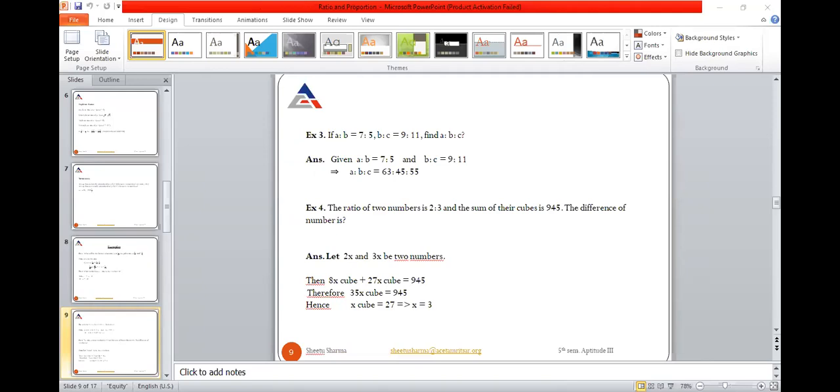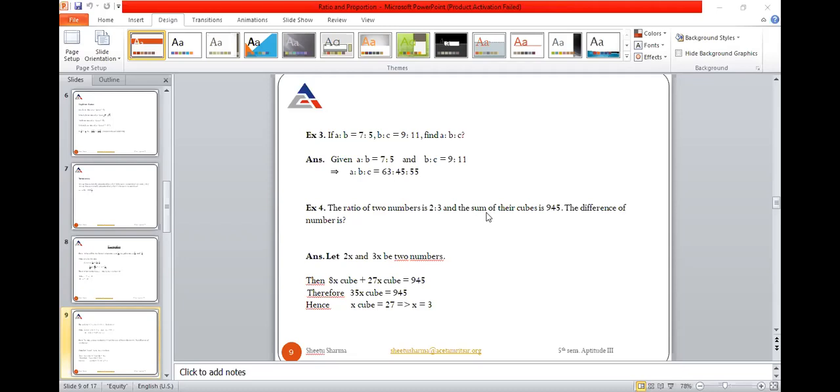Next is, the ratio of two numbers is 2:3 and the sum of their cubes is 945. We have to find the difference of the numbers. How can we find it? When we are given a ratio, it means there can be some common multiple. So we can write 2:3 in the form of 2x and 3x. Let 2x and 3x be the two numbers.